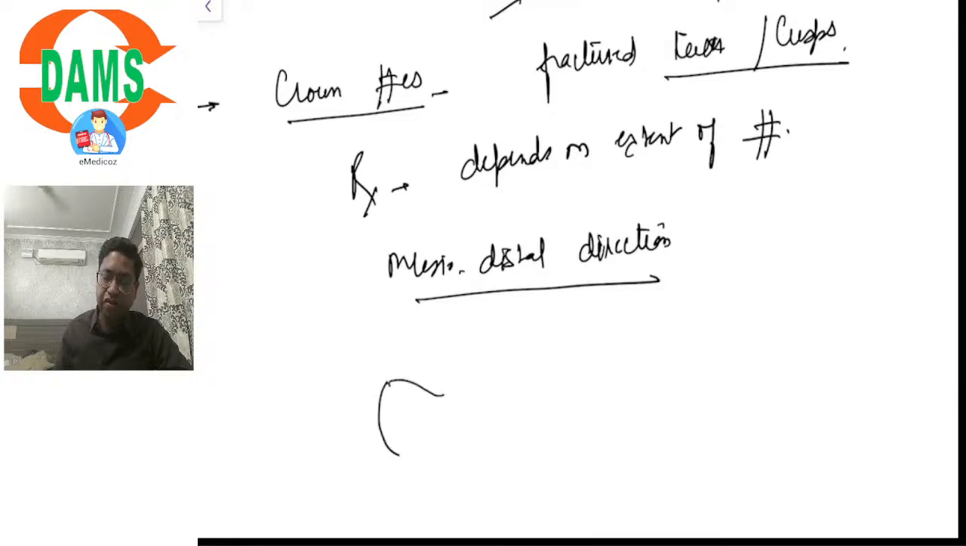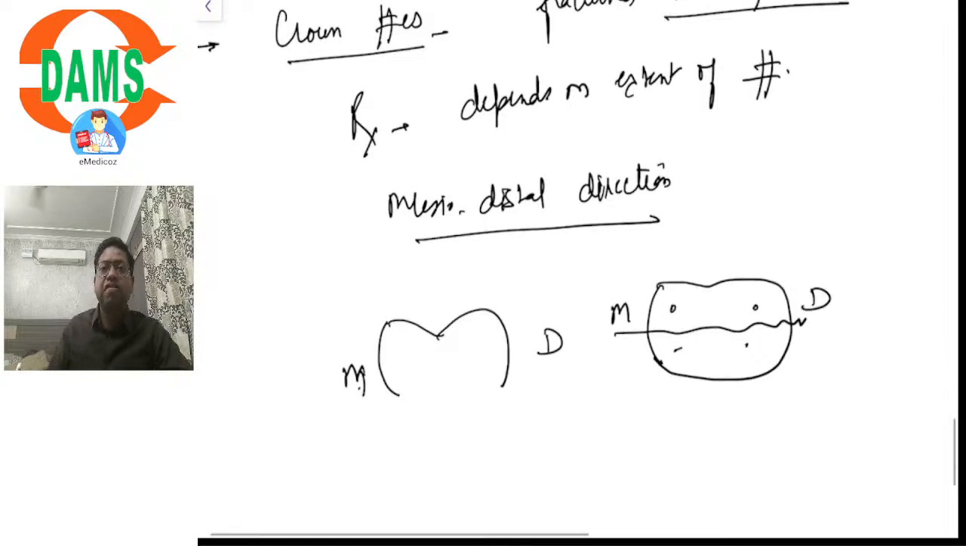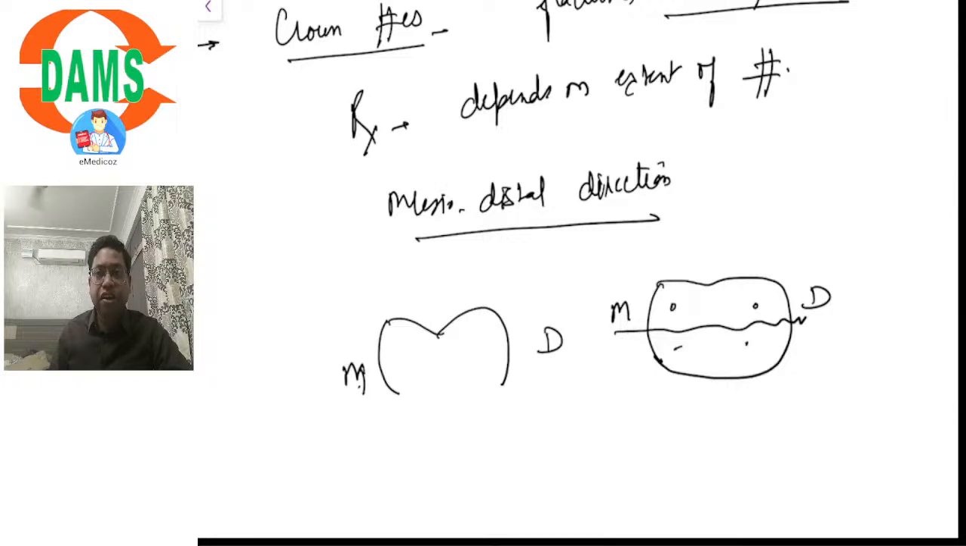Suppose this is a tooth. This is the mesial side. This is the distal side. And when we see such a tooth from above, there would be a fracture like this. The tooth would be split into buccal and lingual halves. This is known as a split tooth. So the most common direction is the mesiodistal direction.